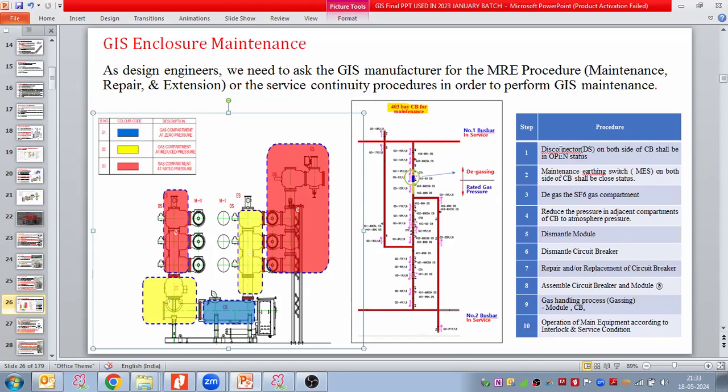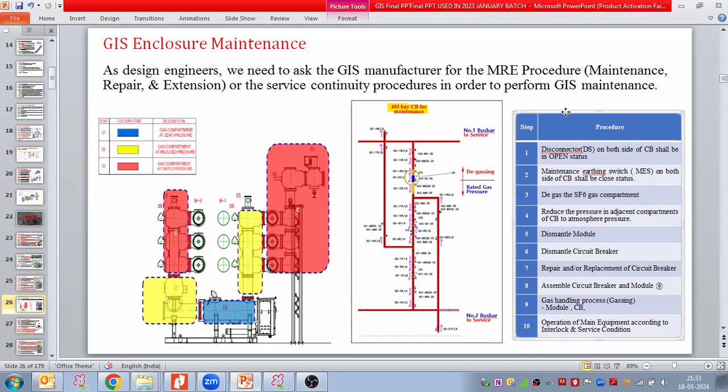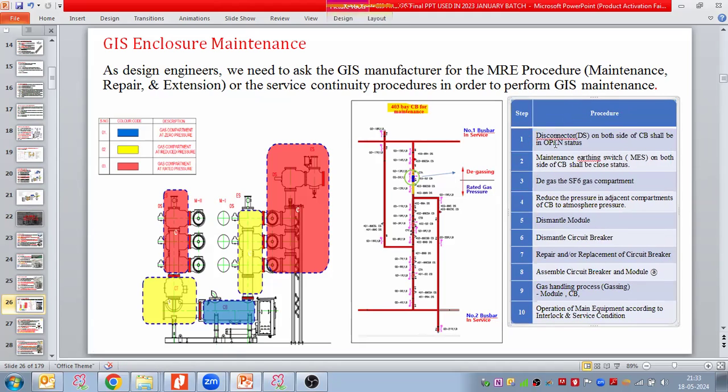And then here are the steps to perform this. So first, now we need to do the breaker maintenance. So the breaker we have to open, and then on both sides of the breaker the disconnectors shall be in open status. Maintenance earthing switch on both sides of the breaker shall be in closed status. Degas the SF6 gas compartment of the breaker.